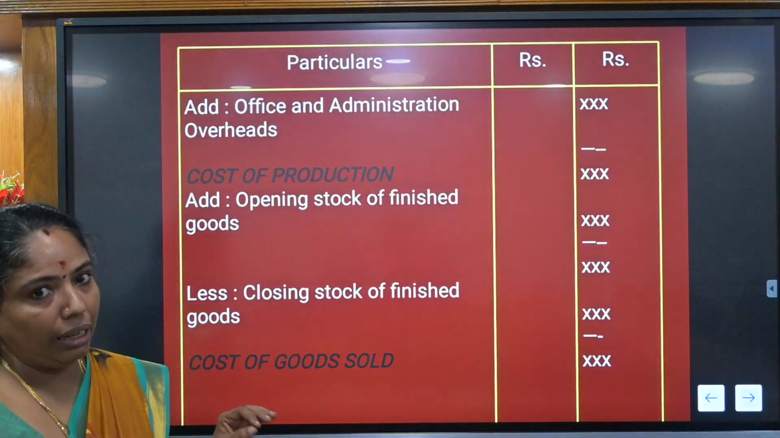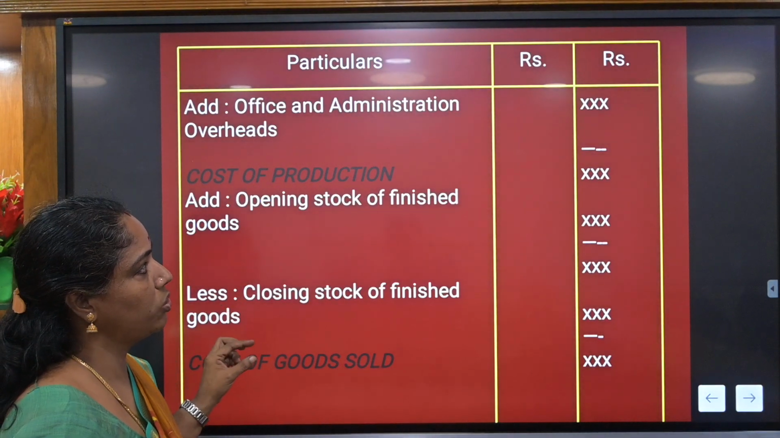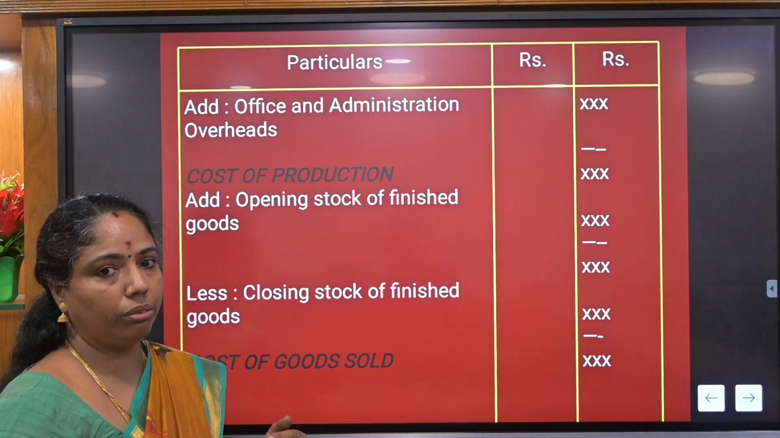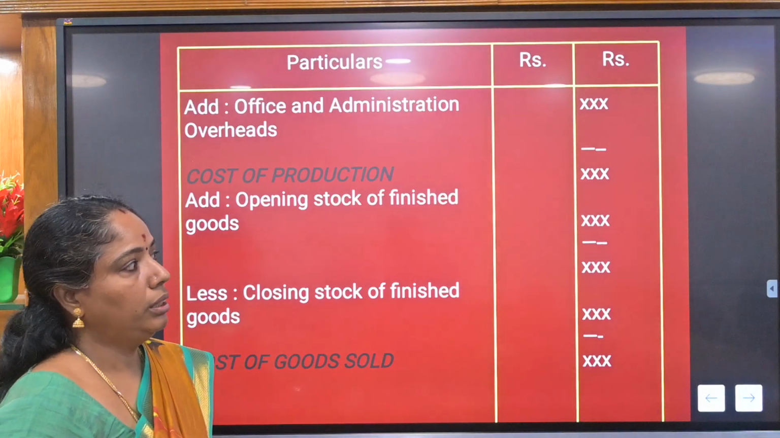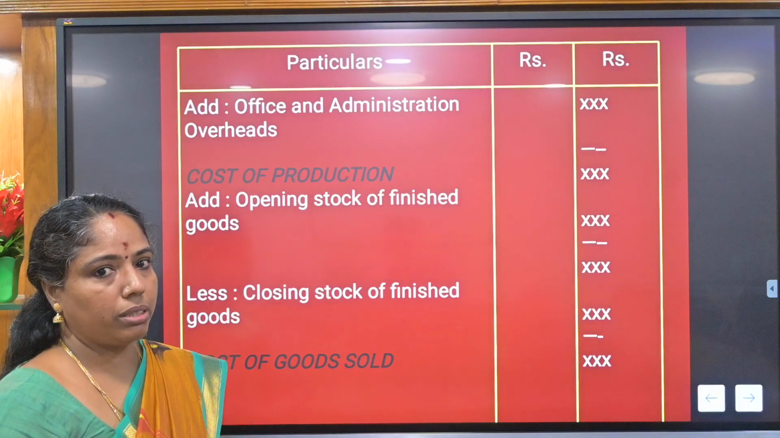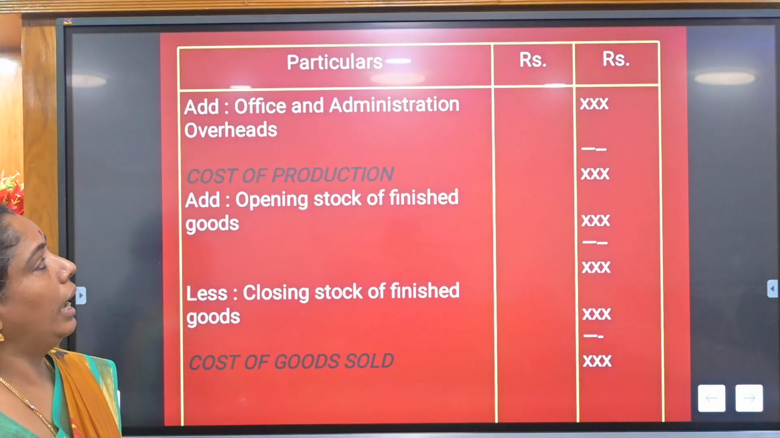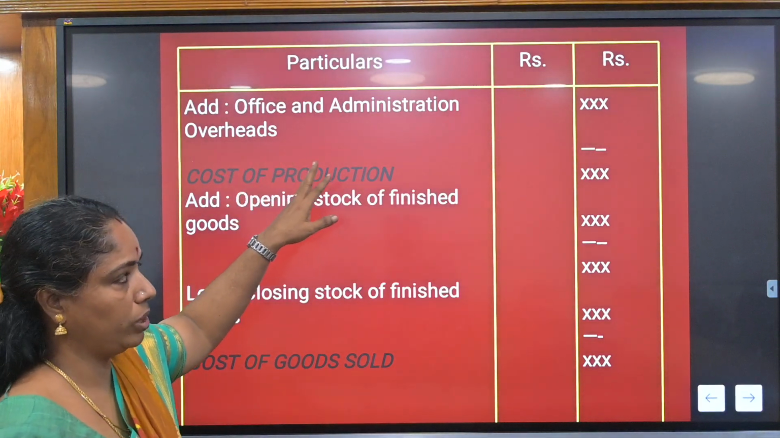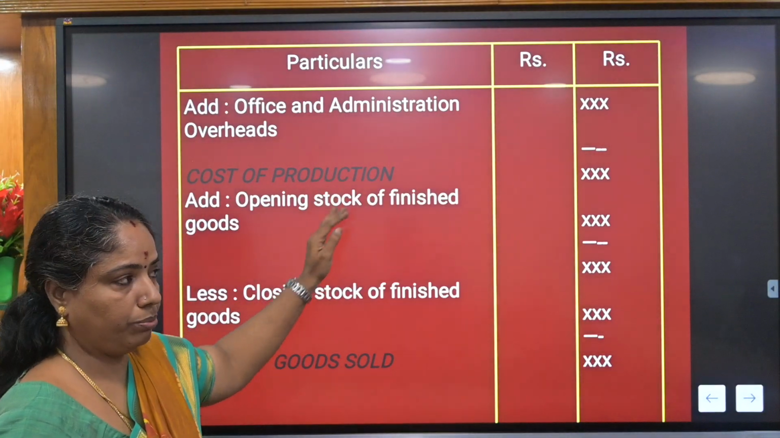Next, after adding the factory overheads, we have to add office and administration overheads. The expenses which are related to office and administration come under this category. Here the director's fees, the manager's salary and other expenses like printing and stationery, the expenses related to office and administration, come under this heading. That is called cost of production.